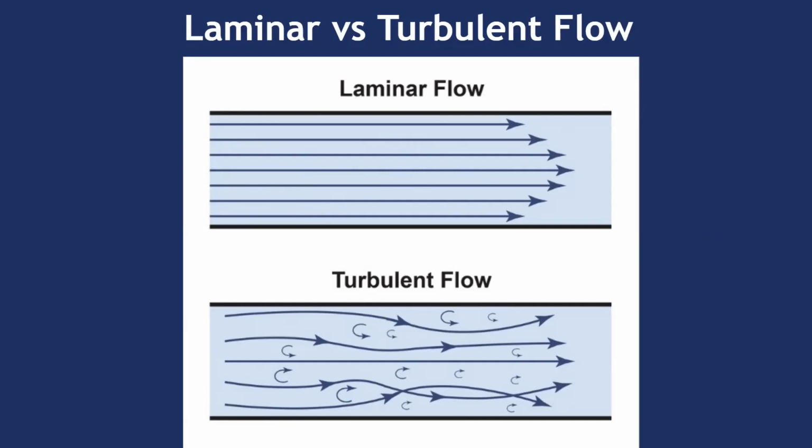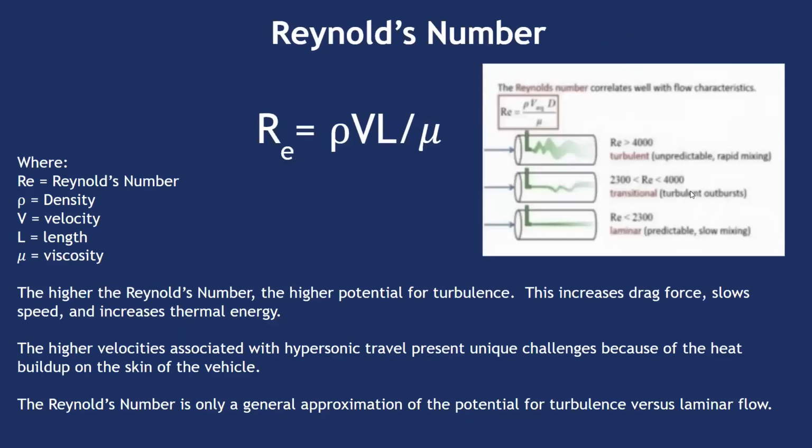It's going to mean higher fuel costs. And it's also going to generate more heat on the skin of the airplane. So to get into a little bit more detail, one of the key equations used by engineers in the field of fluid dynamics is what's called the Reynolds number.